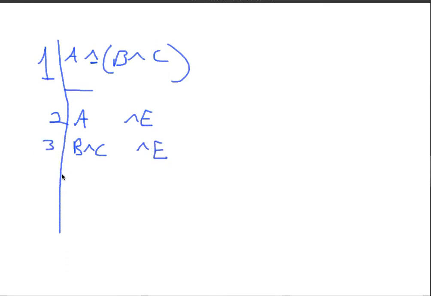Then we'd have to break these two apart, so we'd get B by conjunction elimination on line 3. Maybe I should number these. Stop being so lazy. So this is, again, line 1.